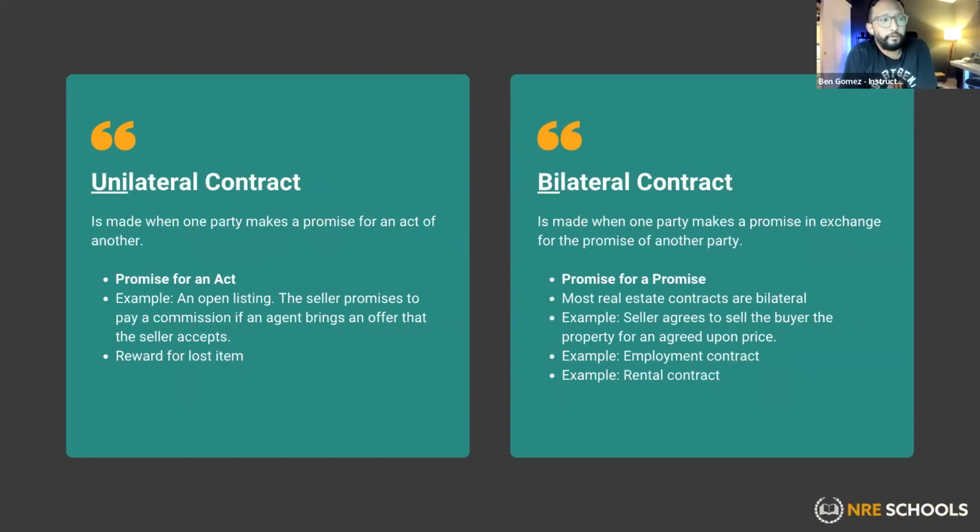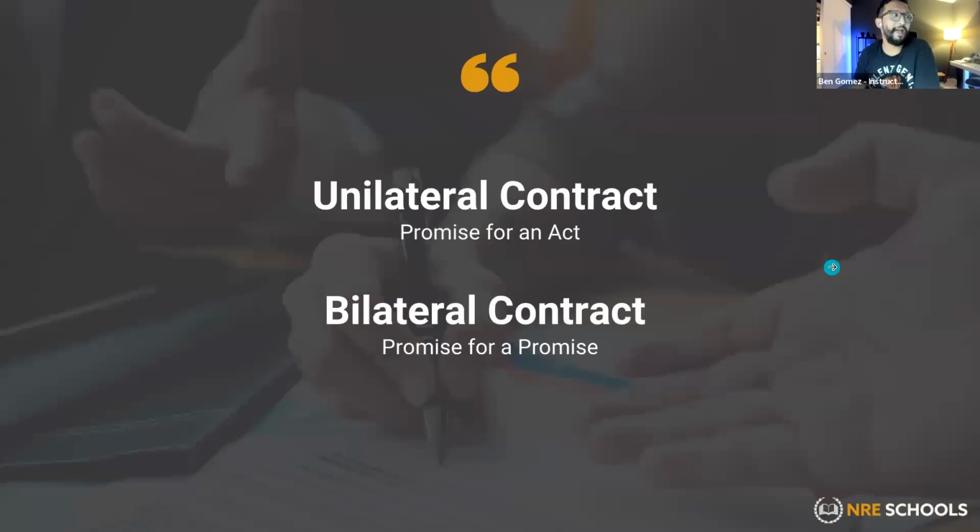Whereas a bilateral is two ways. Most real estate contracts: I promise to give you money, you promise to give me title of your property. Employment contract: you promise to give me money, I promise to do the duties of the job. Rental contract: I promise to give you some money, and you promise to let me occupy your residence. Two ways, promise for a promise. Unilateral is promise for an act.